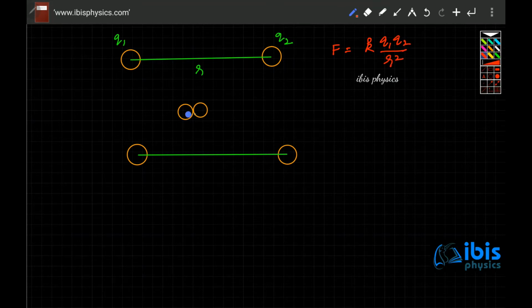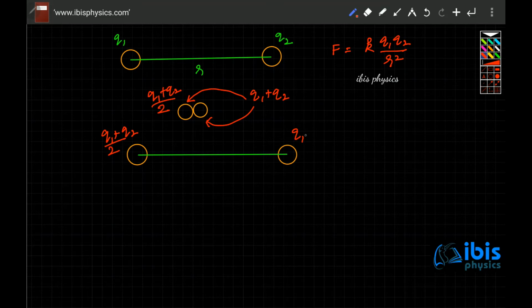Now when you bring these two into contact with each other, the total charge of the system is q1 plus q2. Because these two spheres are identical, half of the charge will go into this one, which is (q1 plus q2) by 2. The remaining half will go into the other, which is also (q1 plus q2) by 2. Hence, once you bring these two spheres into contact and then separate, the charge on each sphere will be (q1 plus q2) by 2.